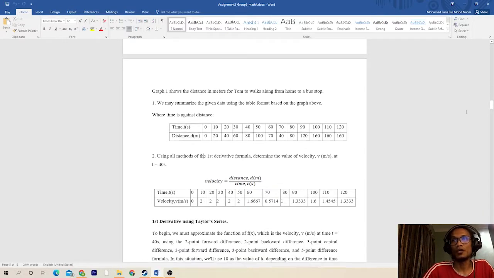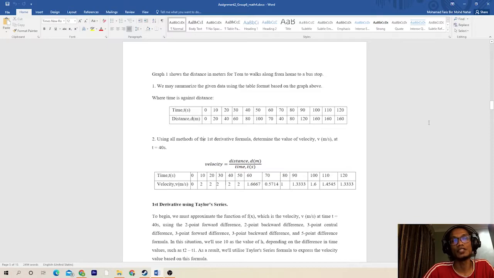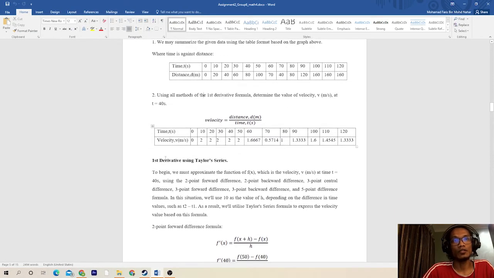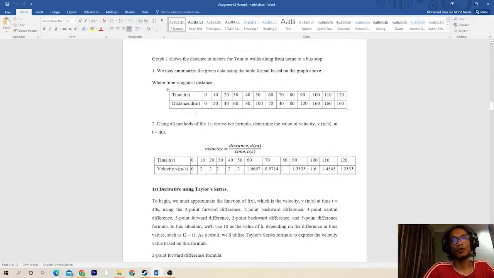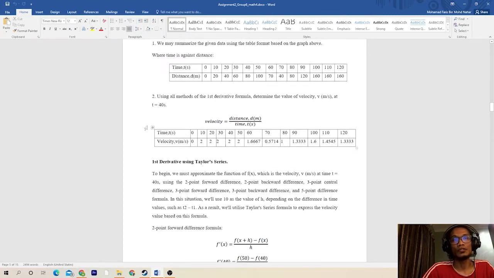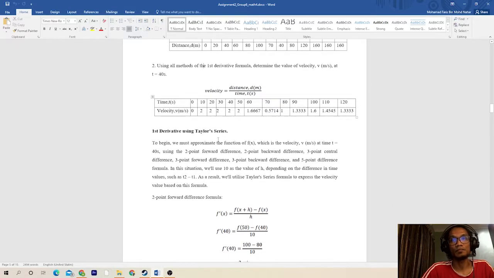At this point, we decided to use the numerical differentiation method as our application of numerical method in this assignment. First of all, we need to look at the first derivative using Taylor series before we go on to the second derivative. We constructed a table of time against velocity. As we know, velocity is distance over time, and we decided to use f(x) at 40 seconds. From this table, you can see that the value of h, the interval between the points, is 10.